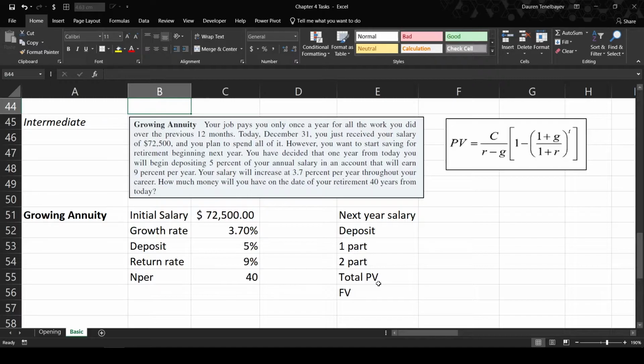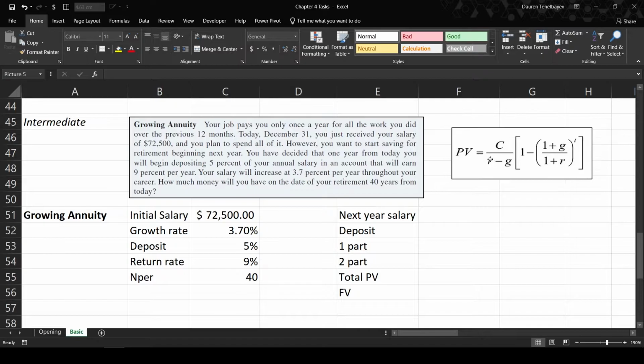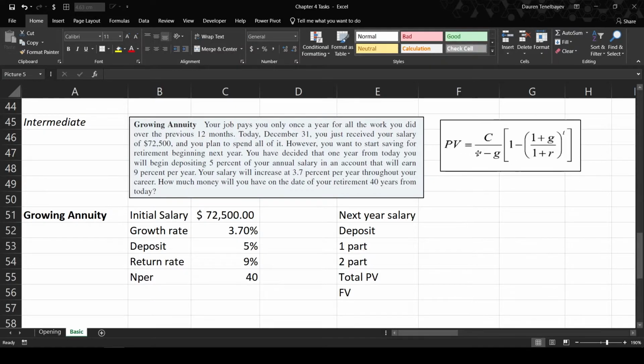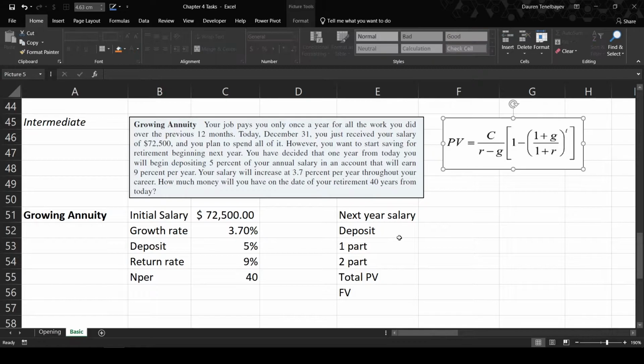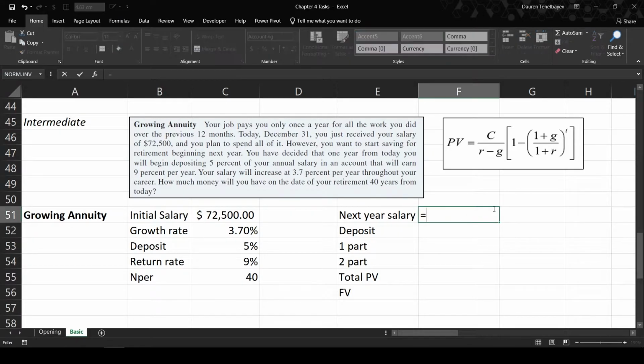Now let's solve some questions from the intermediate part. For the first task, we have our initial salary, and the annual growth rate is 3.7%, and we are willing to deposit 5% of each annual salary on the account that earns 9% per year. So the question is, what will be the future value of that account after 40 years? As its name says, we are dealing with growing annuity here. So this is a special formula, and we will use it in order to calculate the present value of growing annuity. So let's get started.